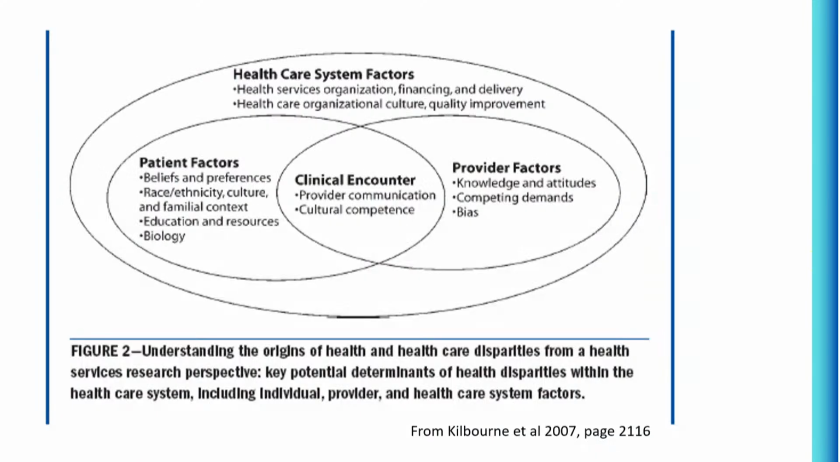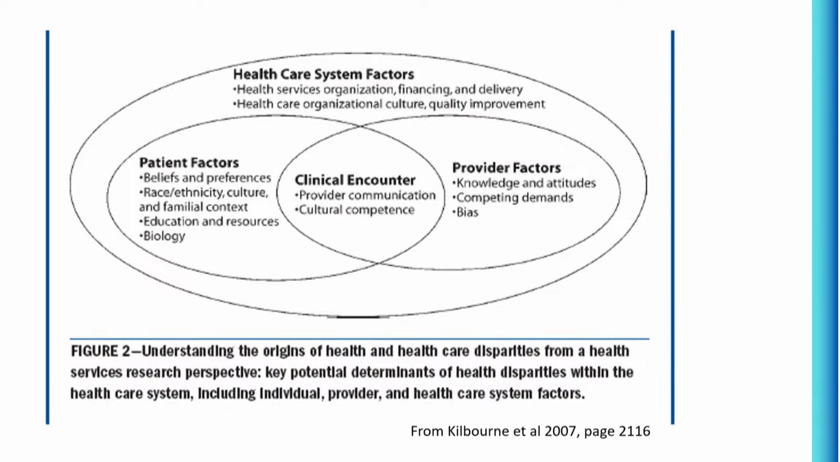So just to visualize a few examples, this one is understanding the origins of health and healthcare disparities from a health service research perspective. Key determinants of health disparities within the healthcare system, including individual, provider, and healthcare system factors. So this already tells you that they're looking at 3 levels. Yeah, individual, provider, and health system.